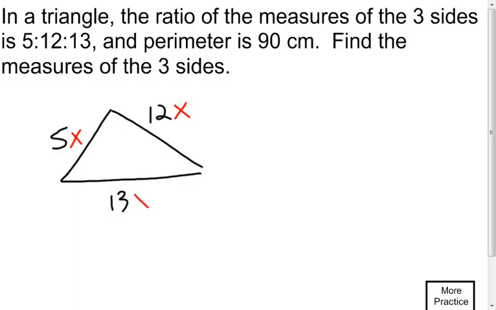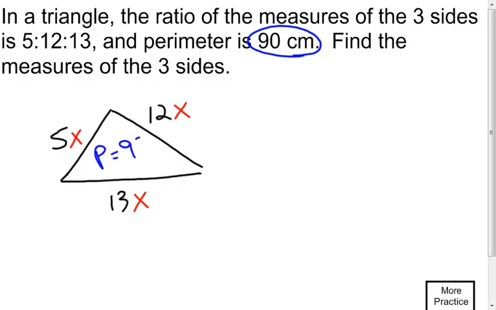Well, if it was a common factor, that means we have to multiply it by our different numbers. So now, instead of a ratio of 5 to 12 to 13, I'm going to look at it as a ratio of 5x to 12x to 13x, because those would be the actual numbers involved.